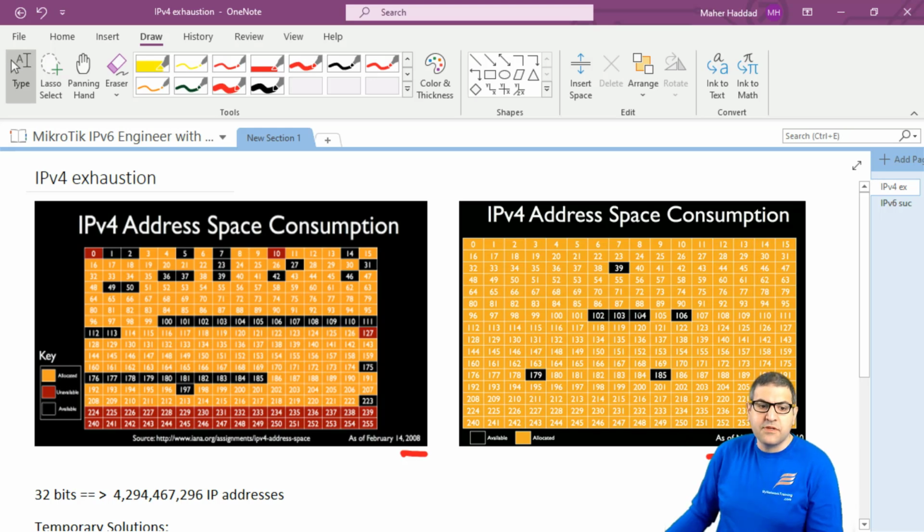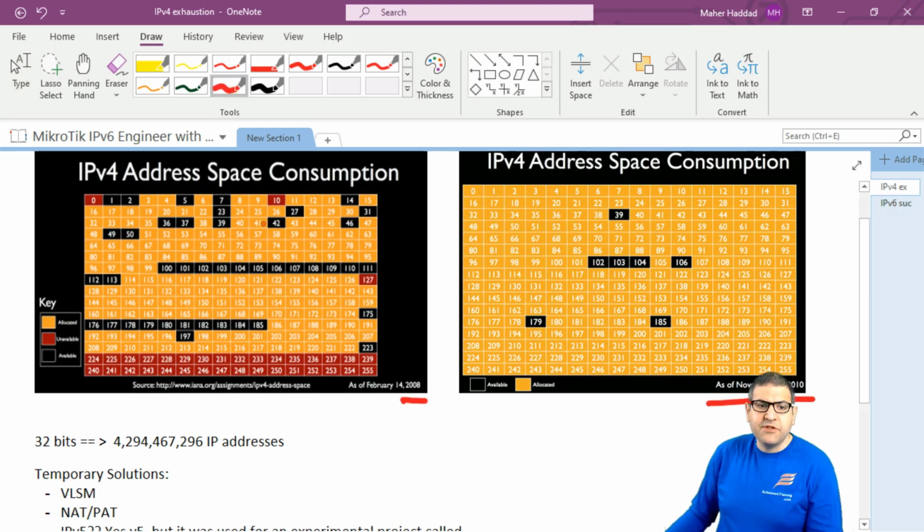So before I speak about it, let me just tell you that IP version 4 works on 32 bits. So we have 4 octets. That's IP version 4. So in total, IP version 4 can give us 4,294,467,296 addresses. That's the maximum that IP version 4 can give us as addresses.